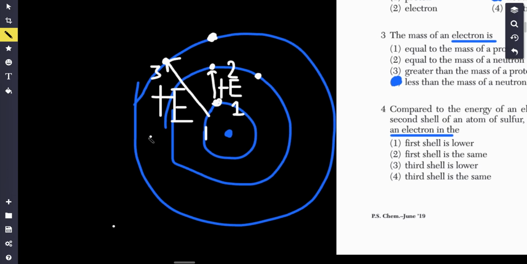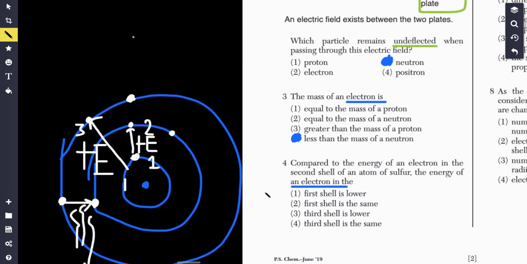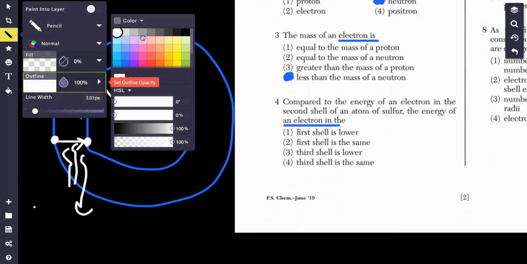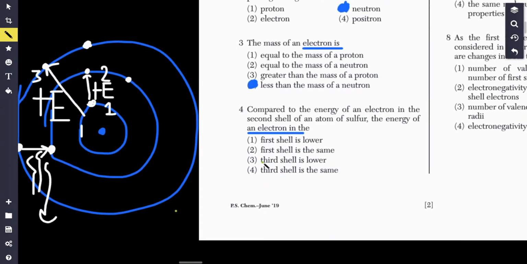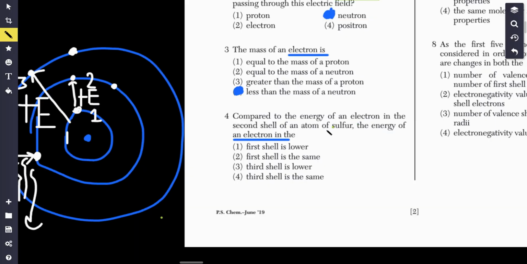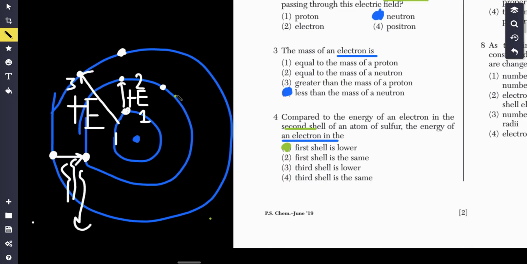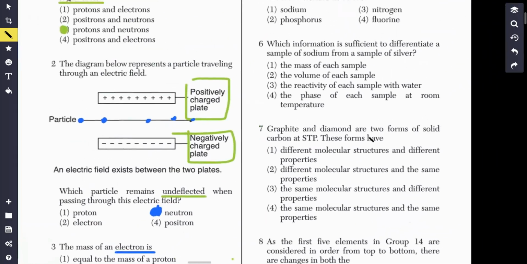And when an electron goes from a higher energy level back down to a lower energy level, it's going to release the energy that it gained as light. So, compared to the energy of an electron in the second shell, the answer is that the first shell is lower. If an electron is in the second shell of the atom, it's going to have more energy than an electron in the first shell, because it has absorbed some energy.